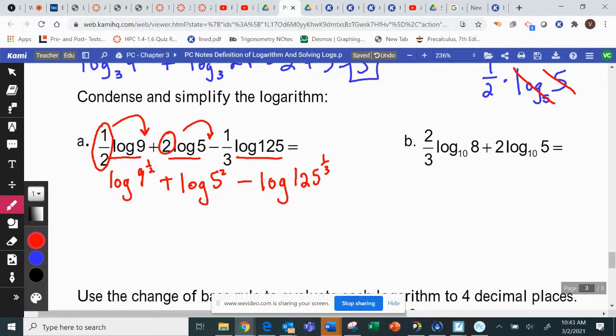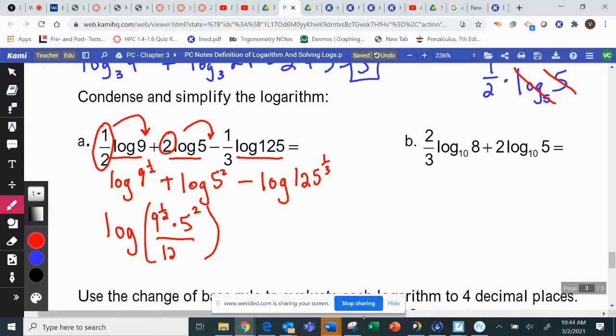All right, now my next step for condensing would be getting rid of the plus and minus signs. If it's a plus sign, we're going to have a logarithm of two things multiplied. So I'm going to have 9 to the 1/2 multiplied by 5 squared. If it's a minus sign, it's going to be dividing. So 125 to the 1/3 will be underneath those. So Chris, if you had done plus like that, I would have multiplied it, but it would be to the negative 1/3 power, and then that's going to tell me to put it on the bottom. So eventually we get to the exact same place.